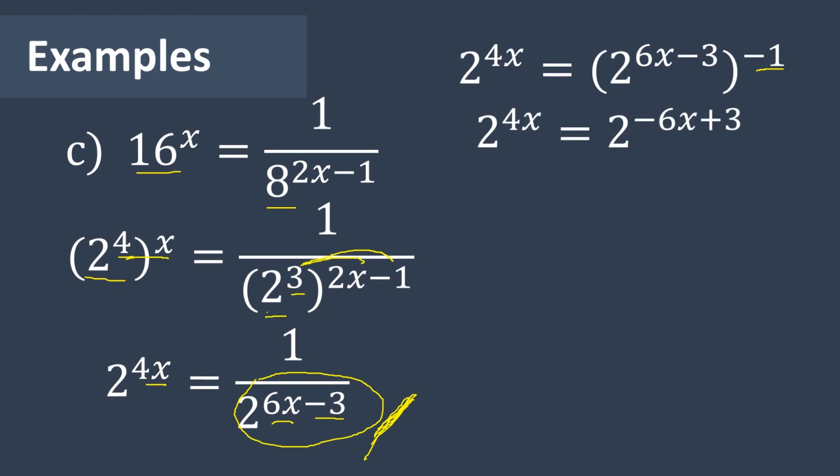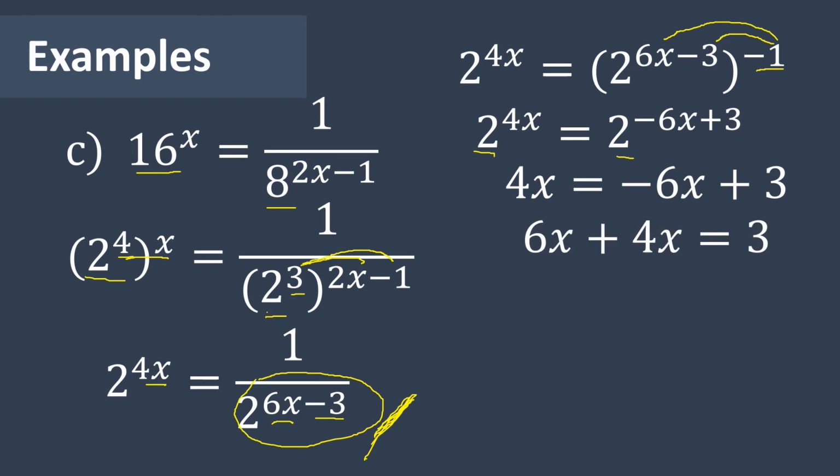Okay, solving further, using the laws of exponent, we can multiply negative 1 to the exponent inside the parentheses. So it will become negative 6x plus 3. Now, since they have the same base, we're going to solve for the value of x. So we bring down the two exponents. We have 4x is equal to negative 6x plus 3.